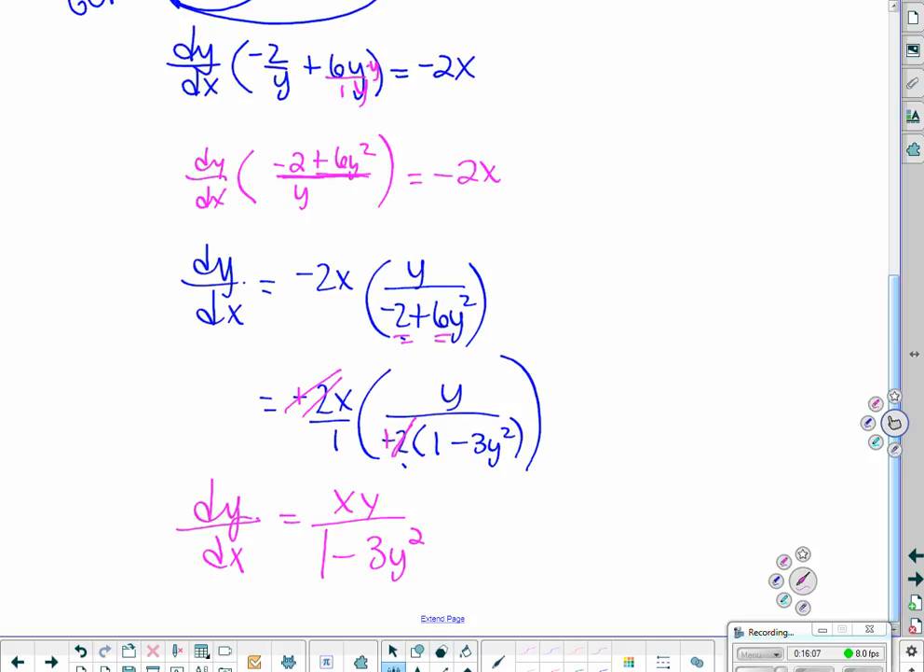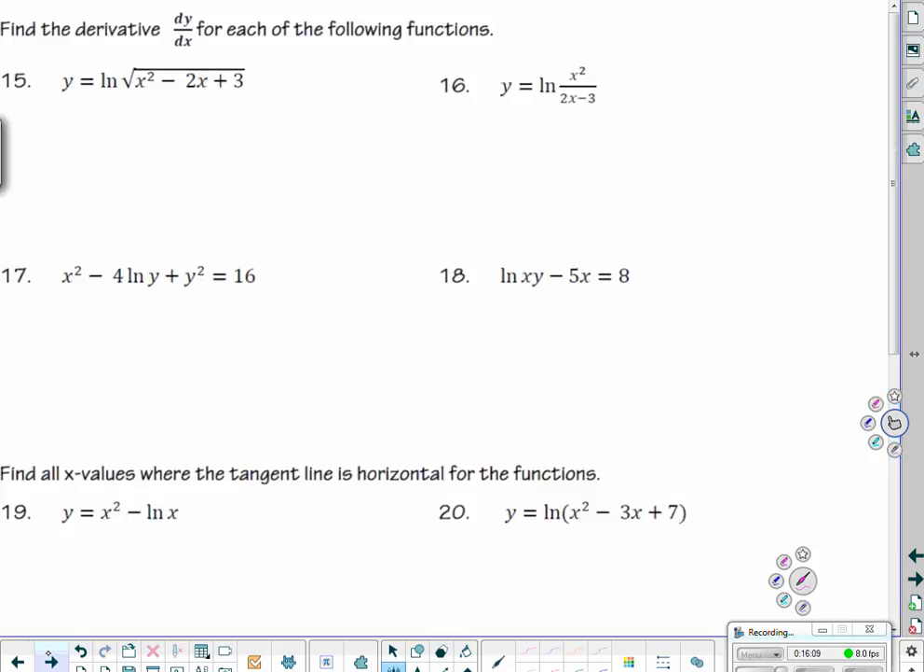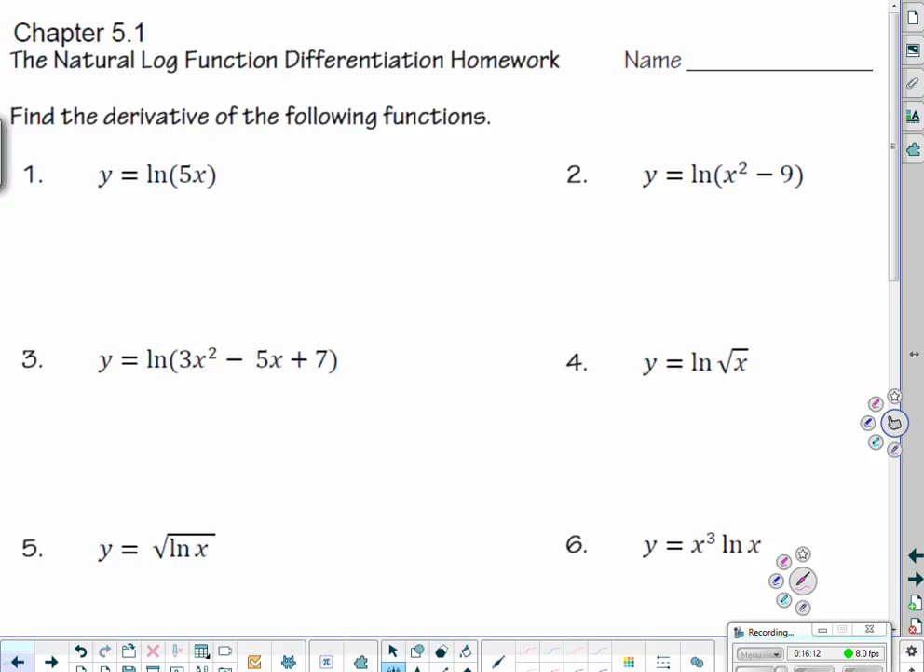Boom! Hit the answer. Okay, that was a quick review. Some of that we've done before. Maybe not the implicit with that, but a lot of the others we've done.